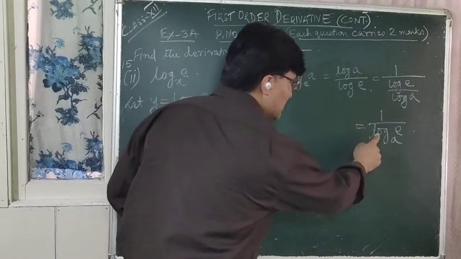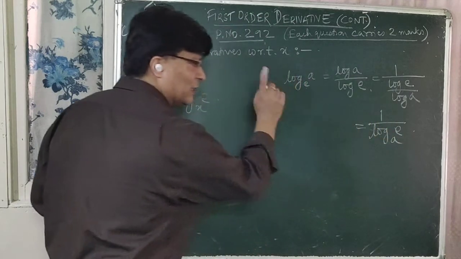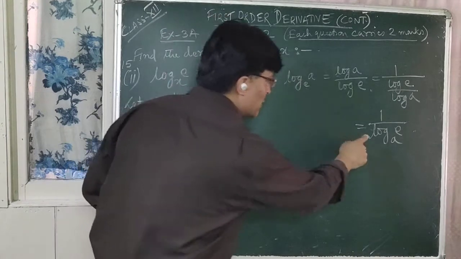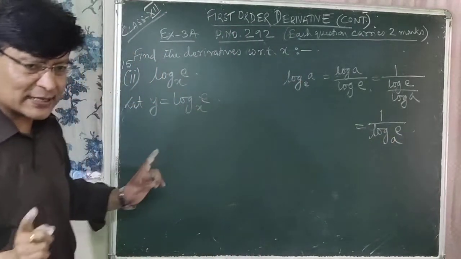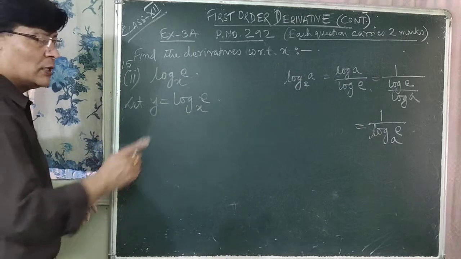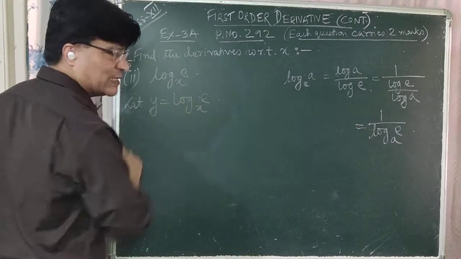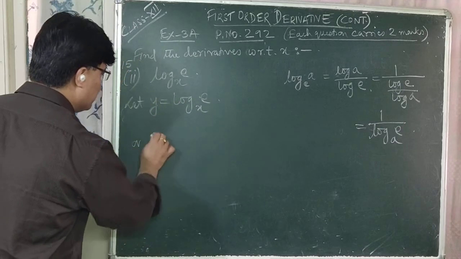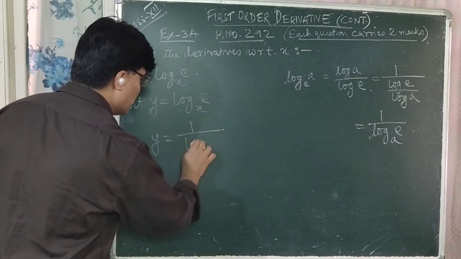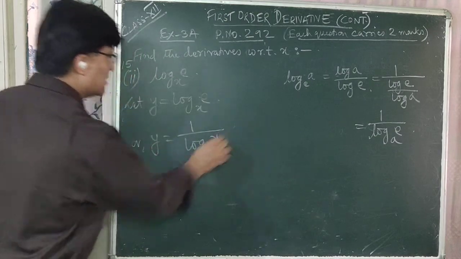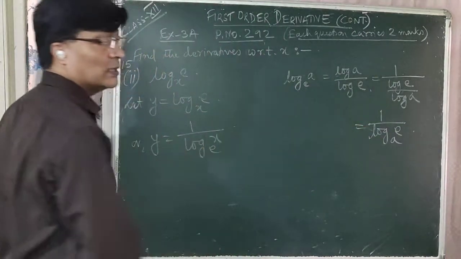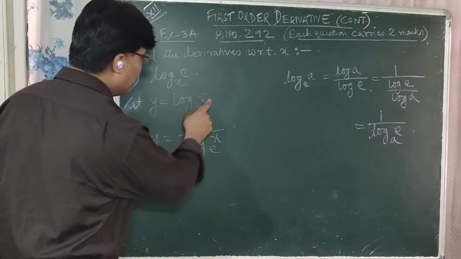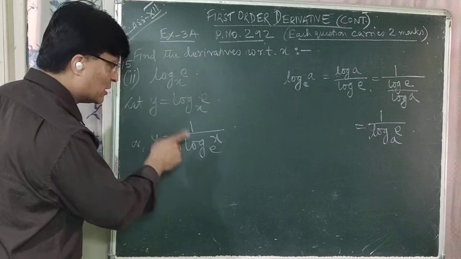If you want to take this log e base a to the numerator, it becomes log a base e. If it is taken to the denominator, it becomes 1 upon log e base a. Is that clear to all of you? So here also you have to make it log x base e. So that means you have to take this term to the denominator. So what does it become? Y is equal to 1 upon log x base e. So we are using this simplification. Is that clear? So log e base x, when it goes to the denominator, it becomes 1 upon log x base e.